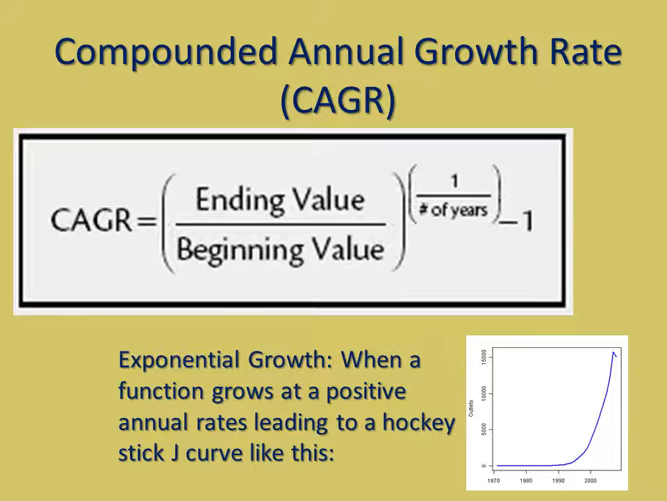And so this formula is a little bit more complicated. You've got your ending value divided by your beginning value, and then you have to raise that to the power of 1 divided by the number of years. In this case, that would be 10 years.